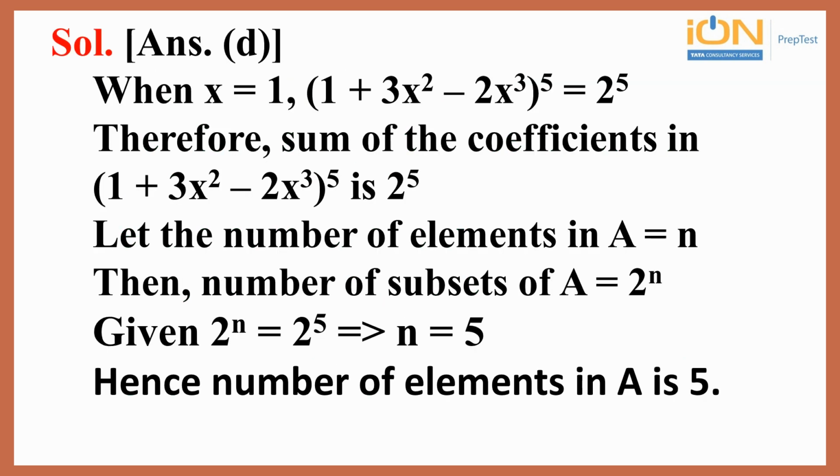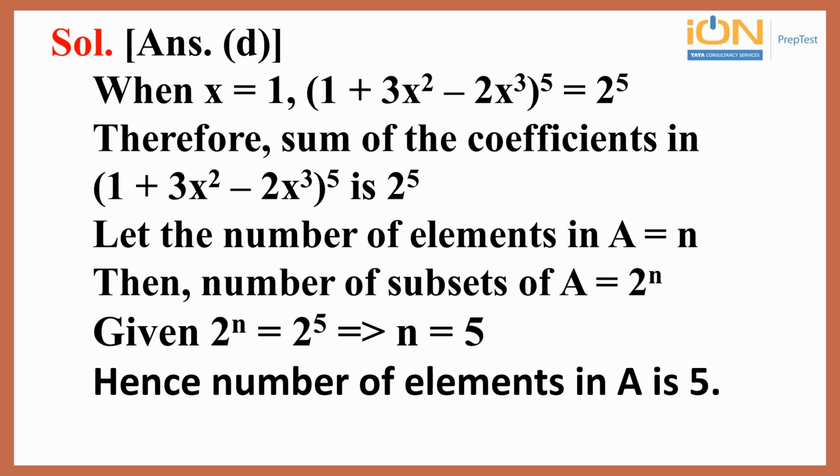The sum of the coefficients of a polynomial is obtained by putting x equal to 1. So as you can see, when x is equal to 1, (1 + 3x² − 2x³)^5 becomes 2^5. Therefore, the sum of the coefficients in that expansion would be 2^5.